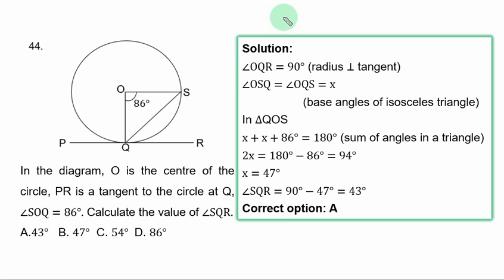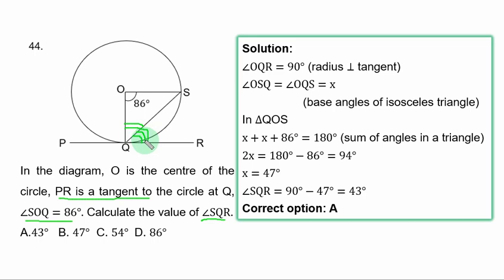Question 44. In the diagram, O is the center of the circle, P arrow is a tangent to the circle at Q. Angle SOQ equal to 86 degrees. Calculate the value of angle SQ arrow. That is this angle. Meanwhile, the whole of this angle is 90 degrees. If you are able to get this angle, subtract it from 90, you get this angle.